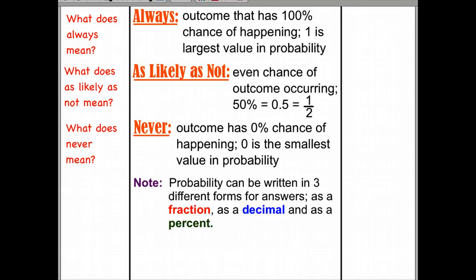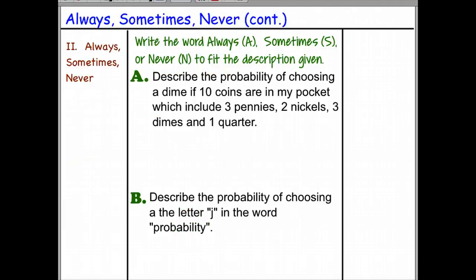Before we get into that, one of the things I want to talk about is this always, sometimes, never piece. We want to be able to describe different situations on a scale from always to sometimes to never. First we have describing the probability of choosing a dime if 10 coins are in my pocket, which includes 3 pennies, 2 nickels, 3 dimes, and 1 quarter. Well, there's more than just dimes, so it's not always. And there are dimes, so it's not never. So in this case, our answer would be sometimes.